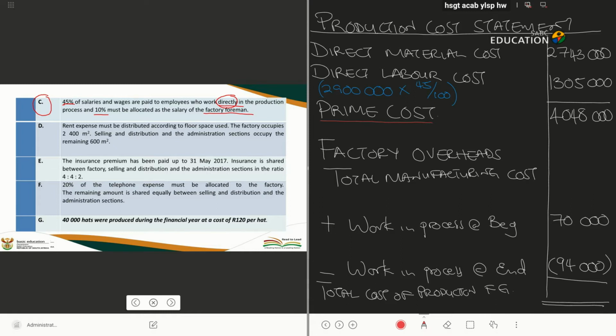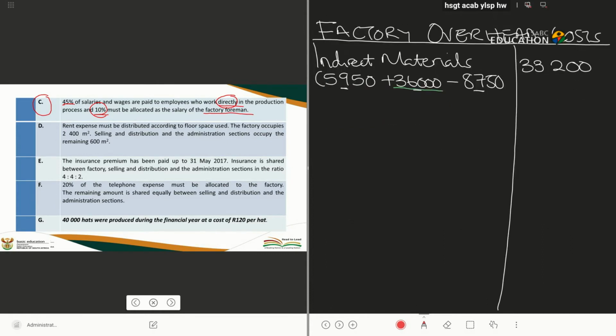Remember, we still have not finished with the 10%. Where do we take the 10%, boys and girls? You're very correct. To our indirect labor cost. So we're coming here now. This is our salaries. How much was that? It is 2.9 million. What percentage are we bringing here? 10%.